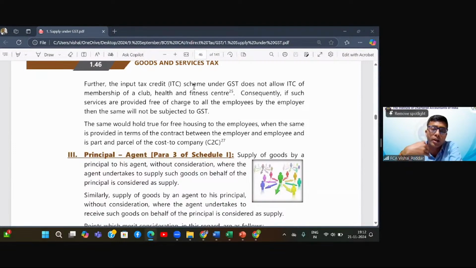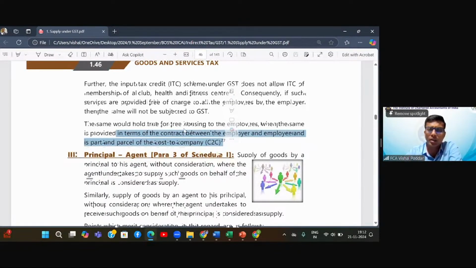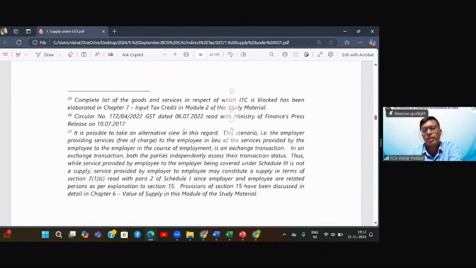So whenever an employer gives any perquisite to the employee, and the perquisite is given in terms of the contract between the employer and employee, and it is part and parcel of the CTC, it is not regarded as a supply. This is clarified. Now what does 27 say?